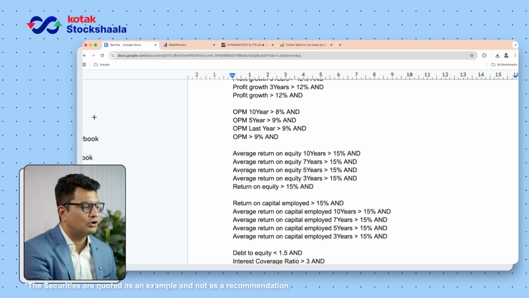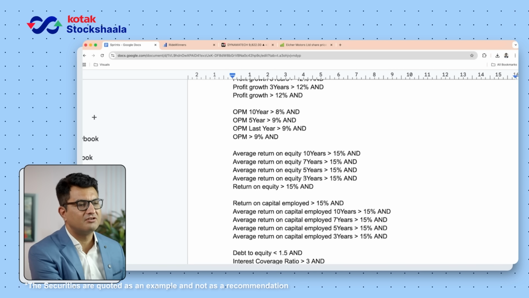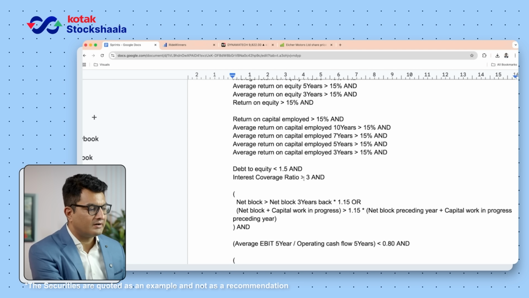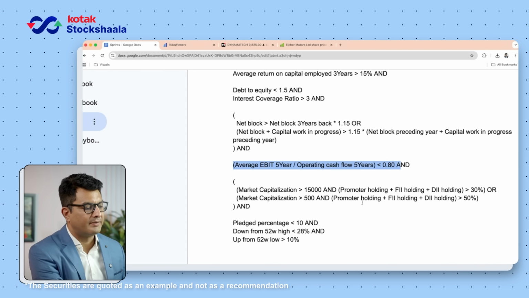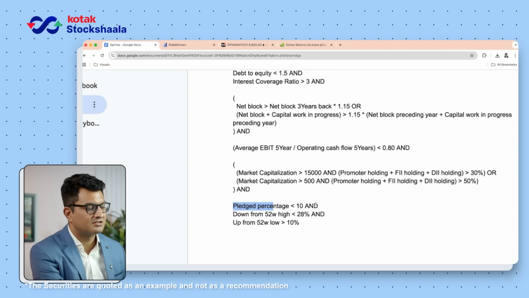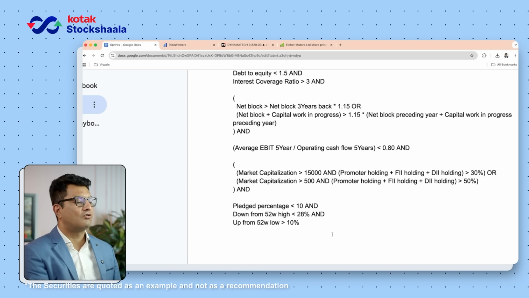Next, coming to return on equity and return on capital employed. This is very powerful because if the company is just growing but not making good returns, then it is not good for shareholders in the long run. So short term it is fine, but if long term a company is not able to make good return ratios, then it might not be a very fruitful company to invest in. And hence we have put in the parameter of 3 years, 5 years, 7 years and 10 years. We have also put debt to equity ratio, interest coverage ratio, average EBIT, and how the operating cash flow is, and whether there is any pledge on that company or not, and how much it is up from the 52-week low and how much it is down from the 52-week high.